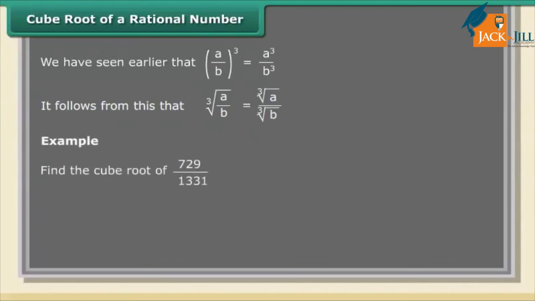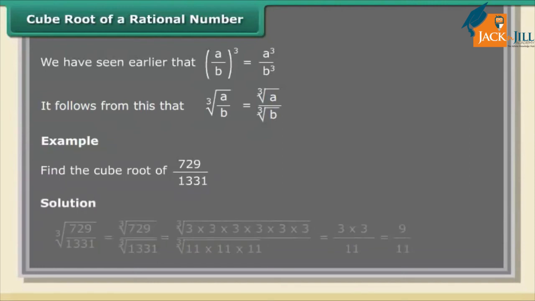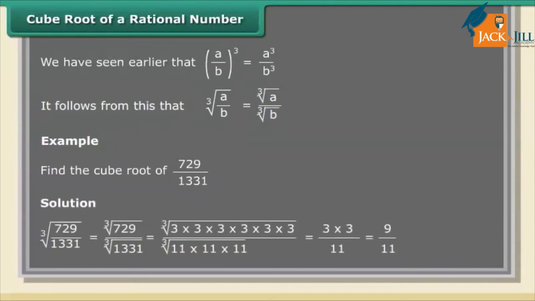Example: find the cube root of 729/1331. Solution. The cube root of 729/1331 is equal to the cube root of 729 upon the cube root of 1331, which is equal to the cube root of 3 × 3 × 3 × 3 × 3 × 3 upon the cube root of 11 × 11 × 11, which is equal to 3 × 3 upon 11, which equals 9/11.